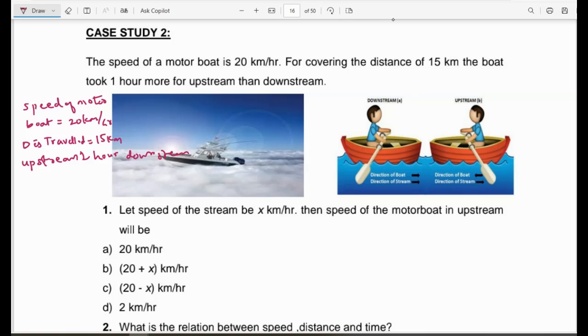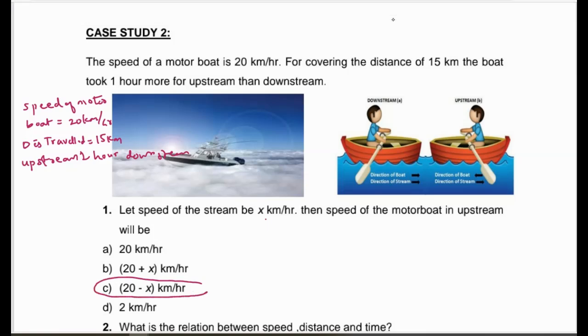First one: let the speed of the stream be x. The speed of the motor boat upstream will be, we have to subtract the stream speed, that is 20 minus x kilometer per hour, because it will be negative when it is moving in the upward direction.